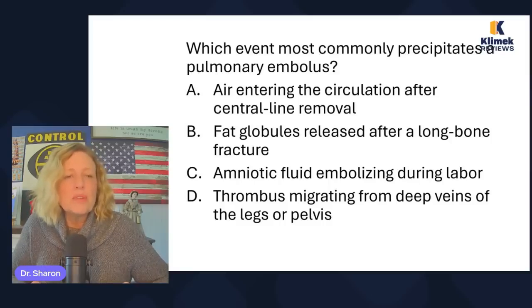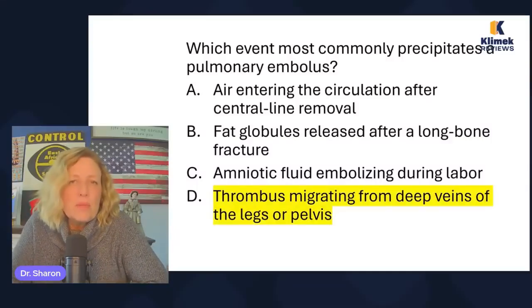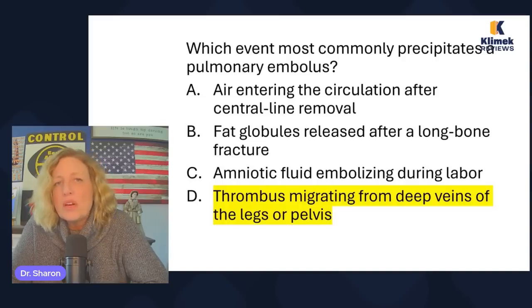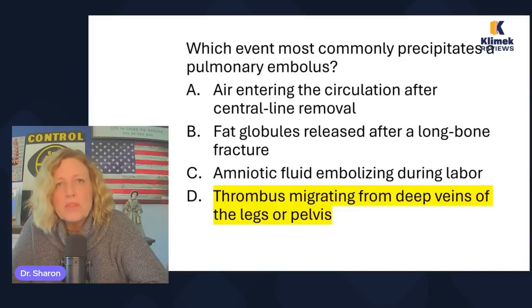Which event most commonly precipitates a pulmonary embolus? Air entering the circulation after central line removal, fat globules released after a long bone fracture, amniotic fluid embolizing during labor, or thrombus migrating from deep veins of the legs or pelvis. So 90% of pulmonary emboli come from a blood clot in the leg. DVT, thrombus, blood clot, is one of the biggest risk factors for pulmonary embolism. It can be air, it can be fat, but those are uncommon. What you really need to know is if your patient comes in with a DVT, you need to be careful about them developing a PE.